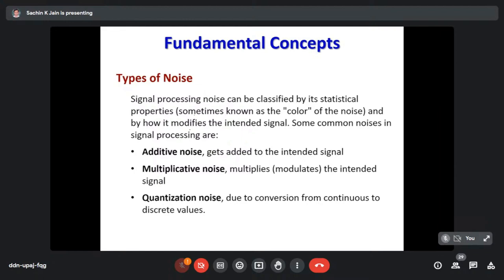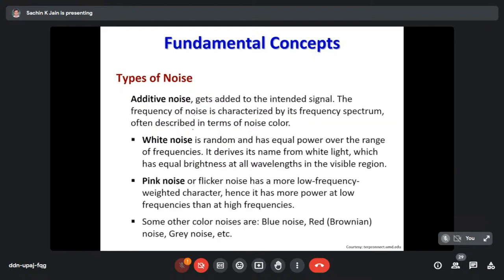Now, additive noise means something that gets added to the intended signal. Multiplicative noise means it gets multiplied or modulated with the signal, whereas quantization noise is because of conversion. There are many types of noise. I have restricted myself to just give you an introduction. I will discuss additive noise, white Gaussian noise and colorful noise relatively briefly, but not go into details.